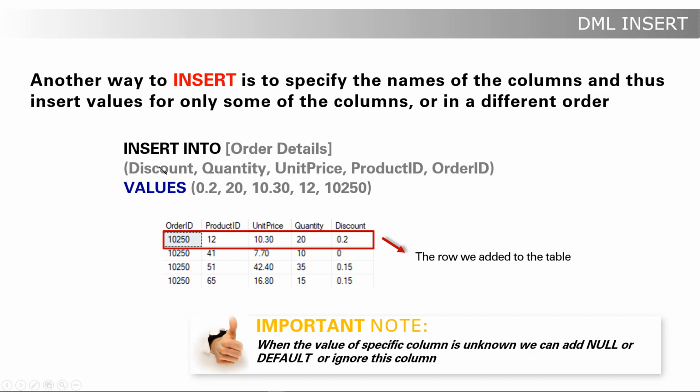Start with discount. We can start with discount, enter 0.2, after that quantity in the opposite order, 20, and then unit price, product ID, and order ID. So we can see that we can enter values in the opposite order, and still in the table it will be okay. Important note here: when the value of a specific column is unknown, we can add null or default or ignore this column.